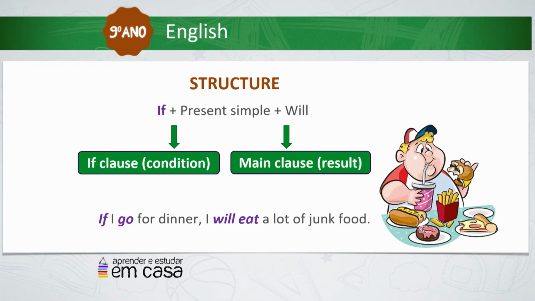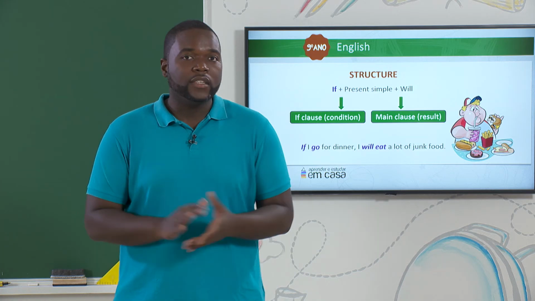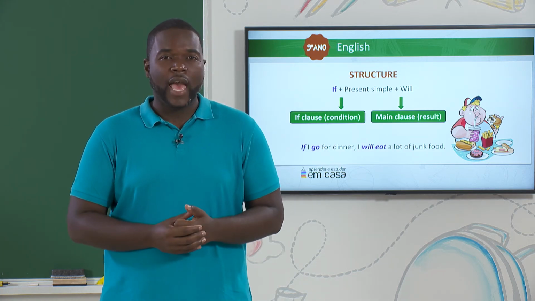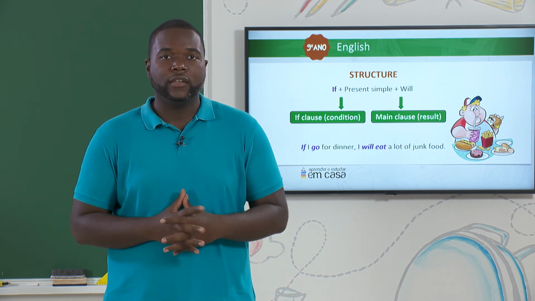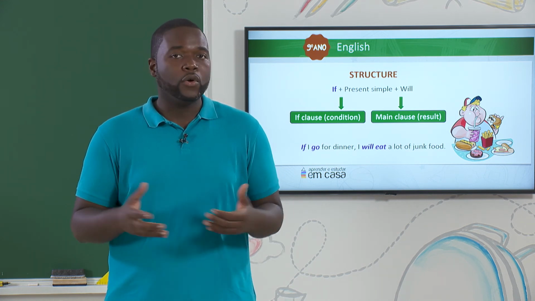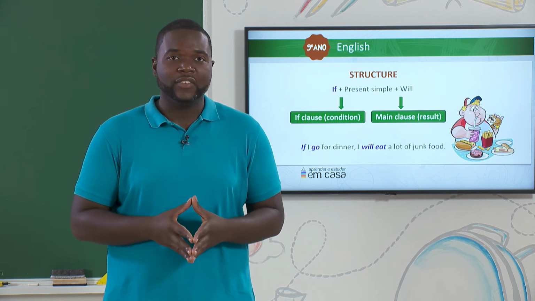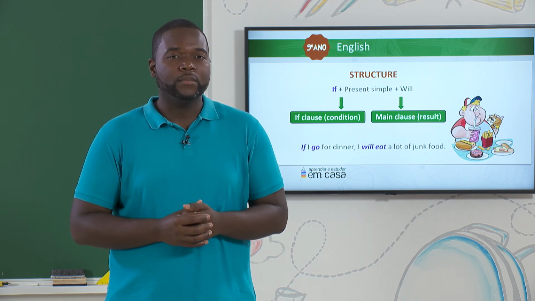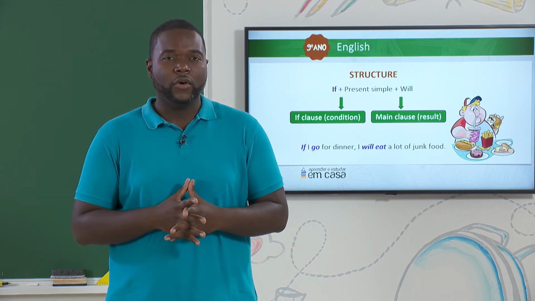Now, what is the example? If I go for dinner, I will eat a lot of junk food. Now, students, the first clause, the if clause, remember, is the condition, if I go for dinner. And what is going to be the result? I will eat a lot of junk food. Well, students, those were the main differences and the ways that we use the zero and the first conditional. All right? But before we follow with some practice, some exercise, let's take a look at something that you need to be very careful with.